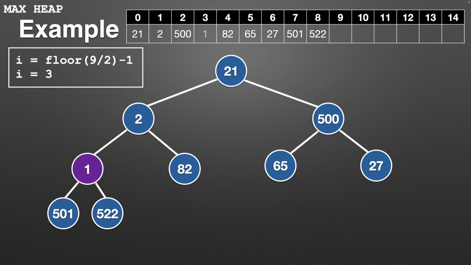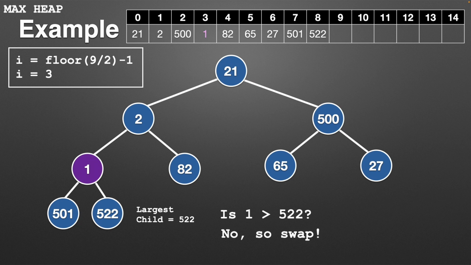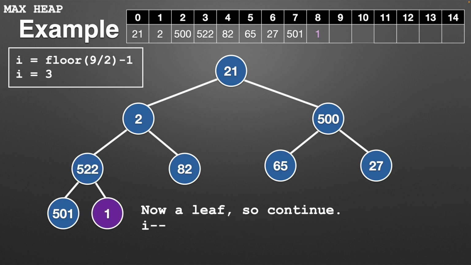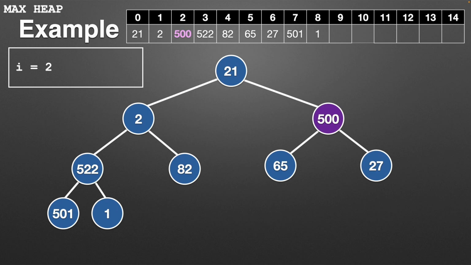So we'll start at the node with the value 1, and we will look for its largest child in this case, which is 522. And we will ask, is 1 greater than 522? And it is not. So we will swap it. And now 1 is a leaf, so we are done with that part. And we can decrement our index and go to the next node in our list. And so that is 500.